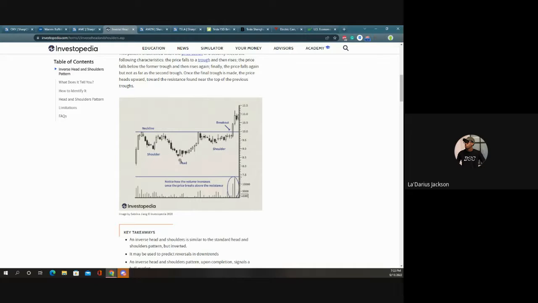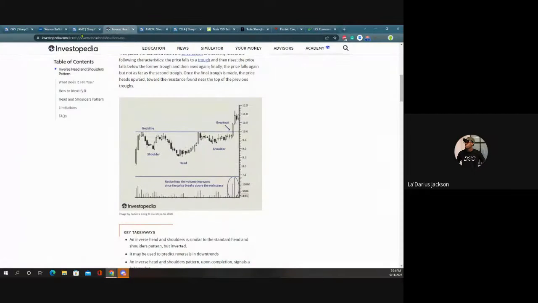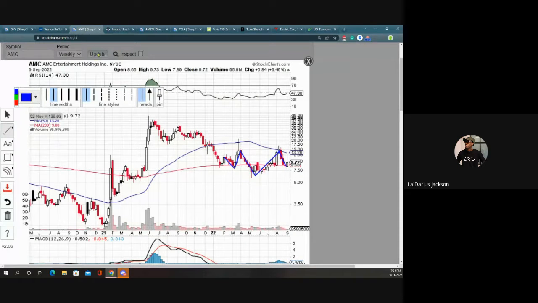The shoulders don't have to be the same size, but you got a shoulder, you got a head, and you got another shoulder, and then it breaks out at the neckline and pushes up. So when we look at AMC, we got a shoulder, got a head, and it's forming this next shoulder. So that's the inverted head and shoulders that Sean was pointing out. Good eye, Sean.